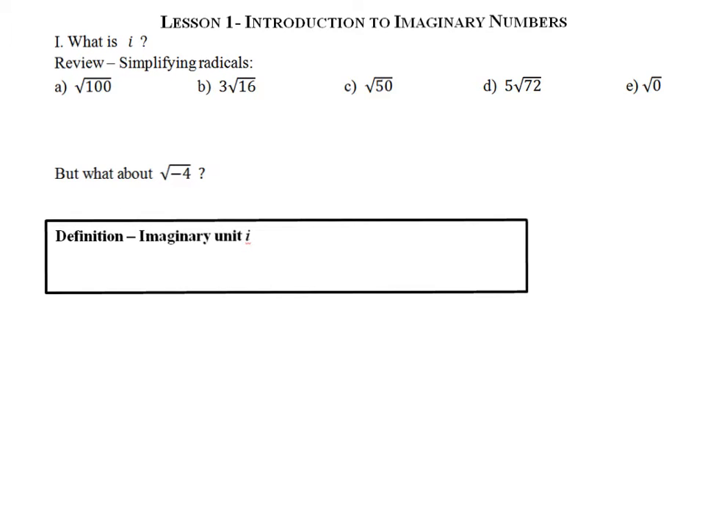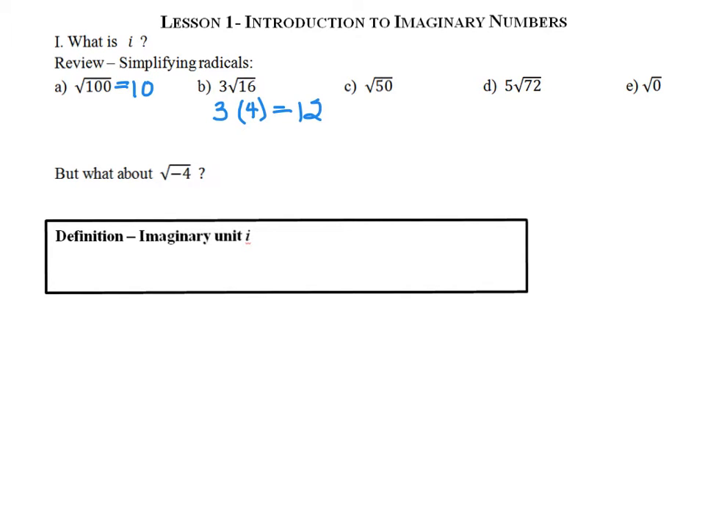Let's review by going back to radicals that we know how to simplify. If we see something like the square root of 100, we know that that answer is just equal to 10 because 100 is the perfect square of 10. 3 radical 16, because 16 is also a perfect square, I can take the square root and say 3 times 4, which gives me 12.